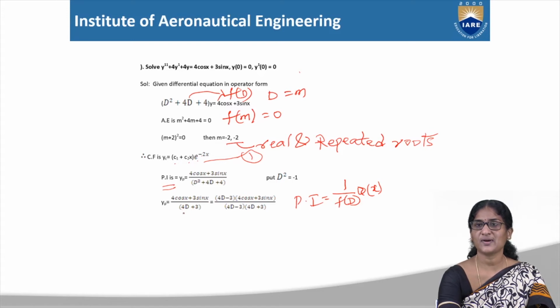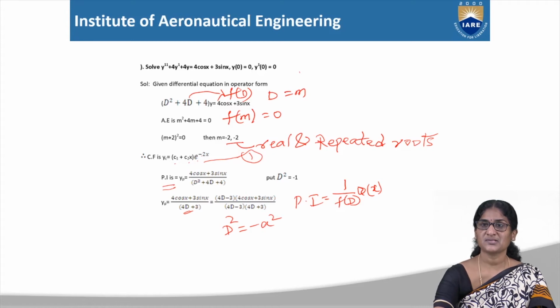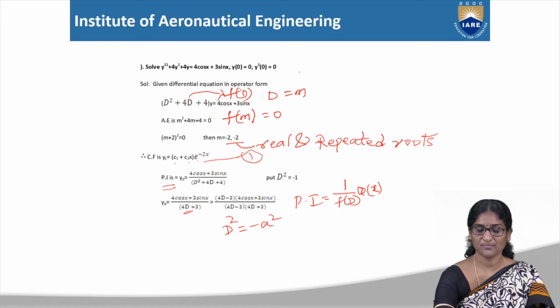I don't have a d square term here. Actually, what is the procedure? I should substitute d square is equal to minus a square, but the d square term is not there here. I am considering only the one part here. It can be yp is equal to (4 cos x plus 3 sin x) by (4d plus 3), which is equal to, rationalizing the denominator, (4d minus 3) by (4d minus 3) into (4d plus 3).